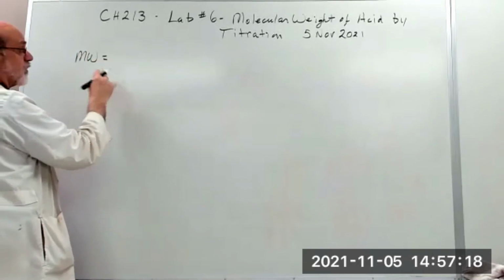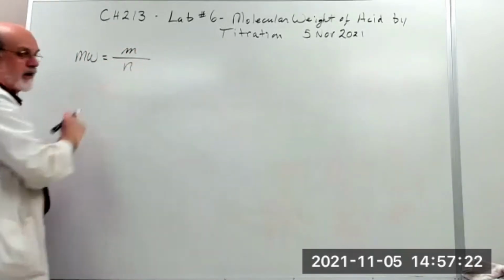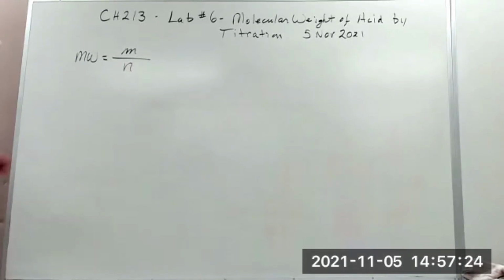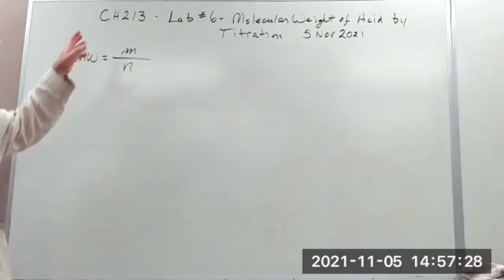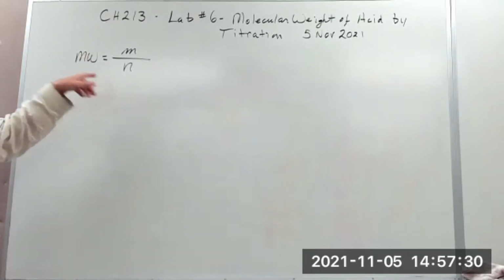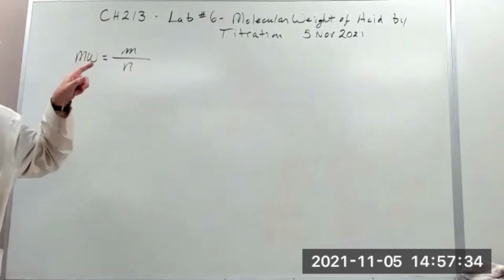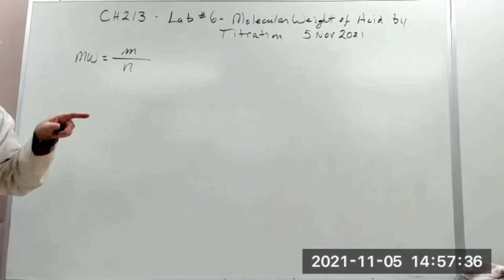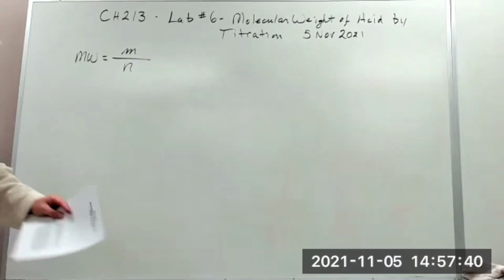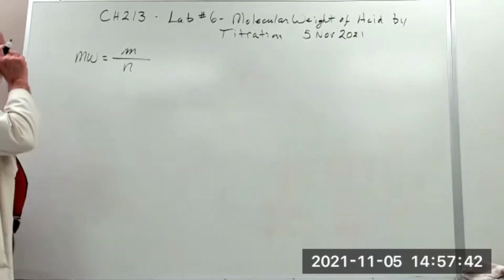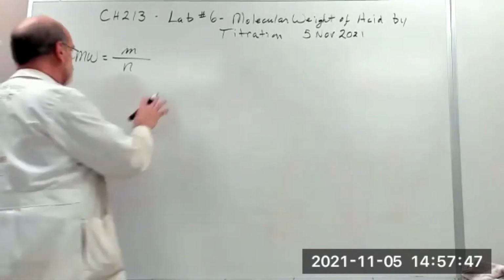You need to know the mass and then how many moles that represents. That's the whole lab. Anytime we talk about molecular weight or molar mass, that's our target. So we need to find the mass and the moles of the acid. Getting there is the fun part. So how are we going to do it using titration?